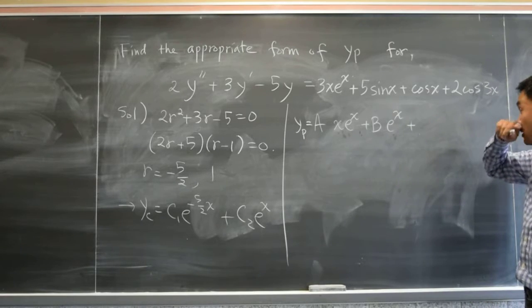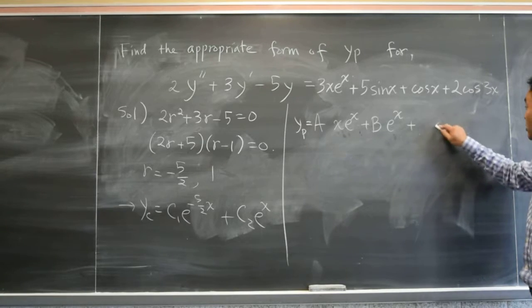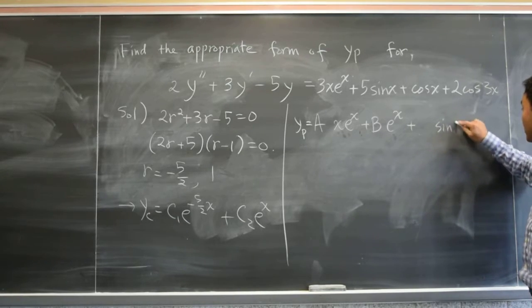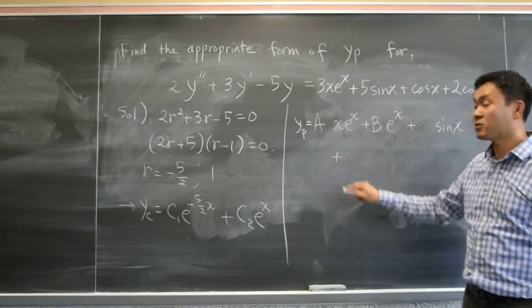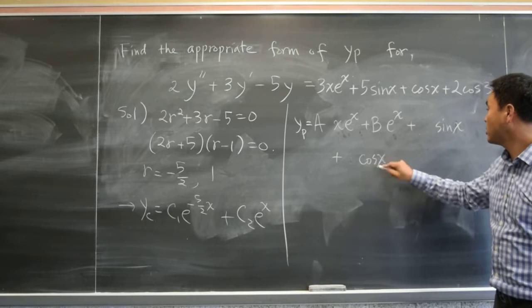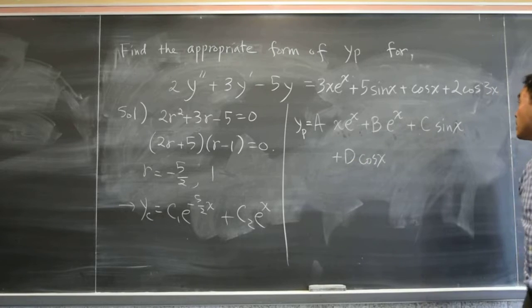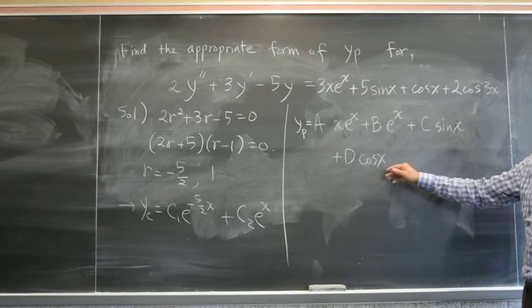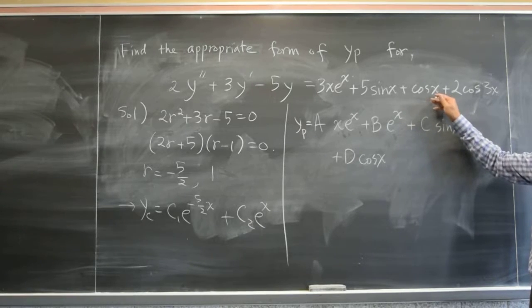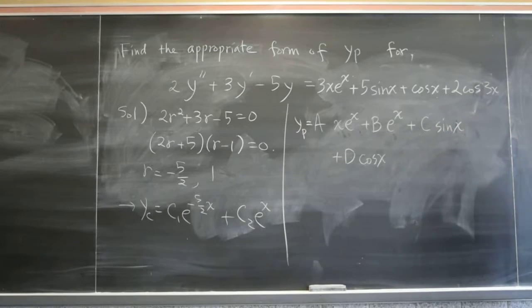Okay, and then how about sine x? If you need sine x, and then what's the derivative of sine? Cosine. You get cosine. Okay? So you need both sine and cosine. Okay, how about the cosine x? Well, we already have the cosine x, right? And the derivative of cosine is negative sine, so if it's already used, you don't need to put anything. Okay? So that's not necessary.